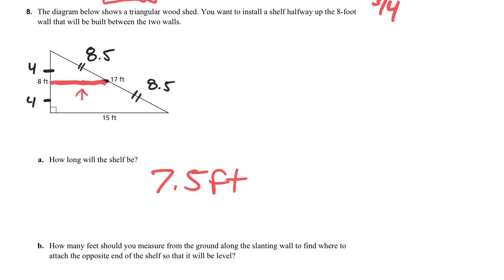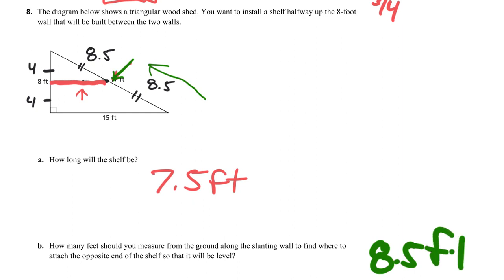Now, how many feet should you measure from the ground along the slanted wall to find where to attach the opposite side? Well, if we know a mid-segment is halfway, we already know how long to measure it, because if we want to get to this point here, I'll do it in green up here, we have to go up the first 8.5 feet. So part B is going to be 8.5 feet.